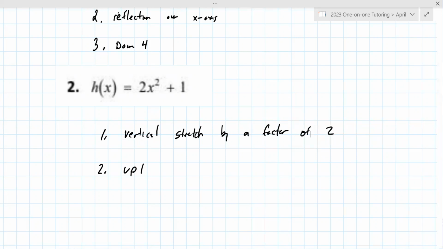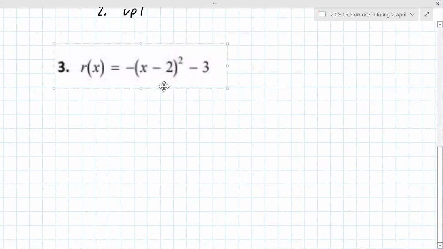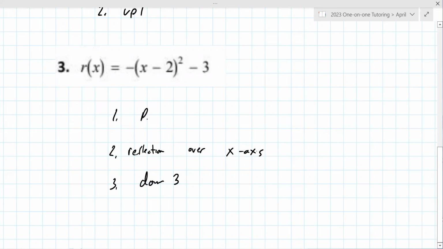All right, so the third one here is in vertex form. And this is where you get those left and right shifts here. Okay, so I see 3 transformations here. Up, down, left, right, reflection, stretching, compressing, all that's in play here. A reflection over the x-axis, okay, down 3, okay, and then to the right 2. Very good.